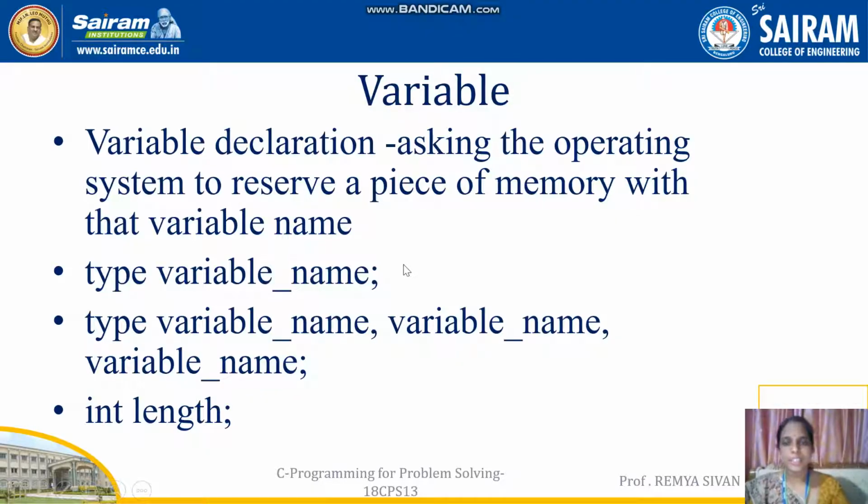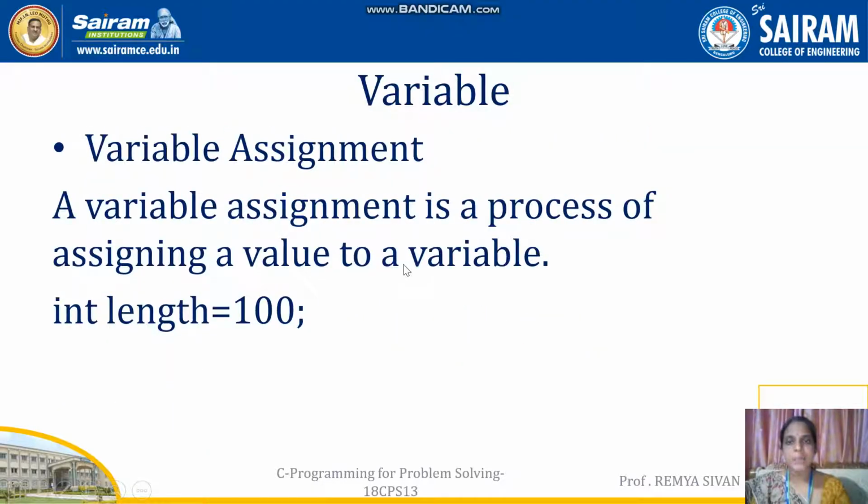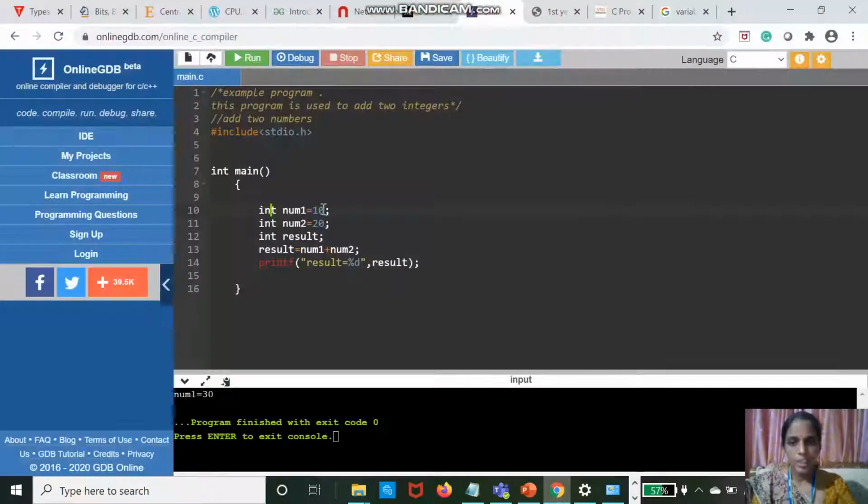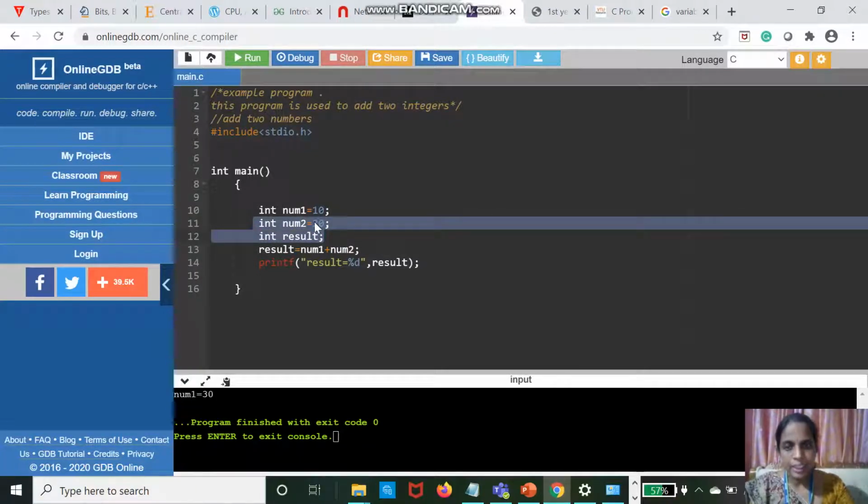Hope all of you understood what is variable declaration and variable assignment. Assignment, in the sense of, see here, what is the difference between int result and int num2 is equal to 20? This is just a declaration. This is known as assignment. Int result is where I have declared variable result. Here, along with the declaration, I have assigned a value also.